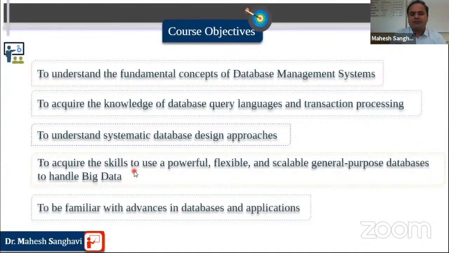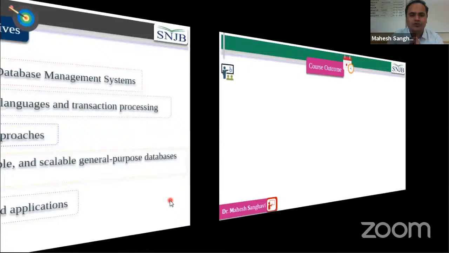To be familiar with advances in database and application, there are different advanced databases, for example, how to take care of geographical data. You all are using Google Map. How does Google Map take care of each and every data? That entire study will be in your last unit, and the last objective is mainly made for that. So this is all about course objective.